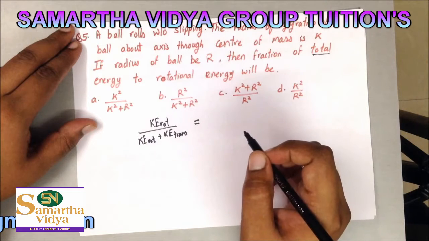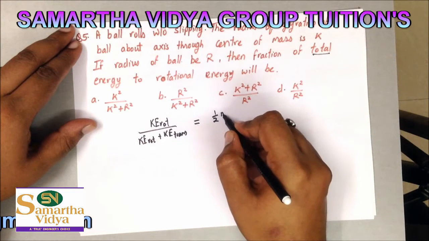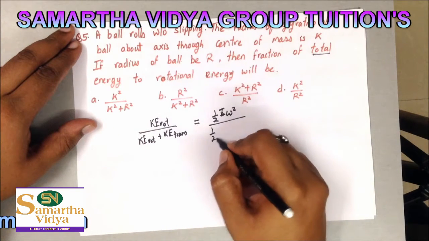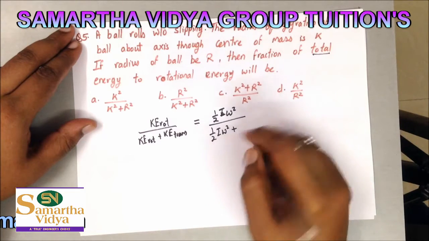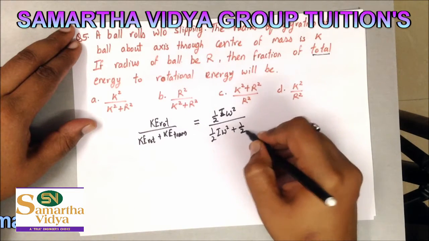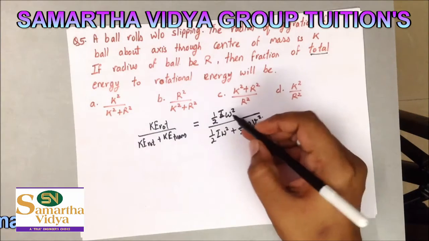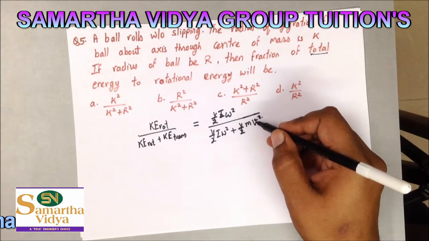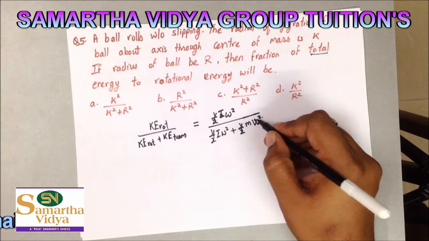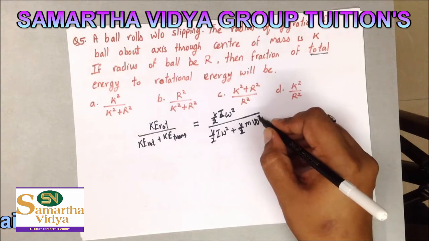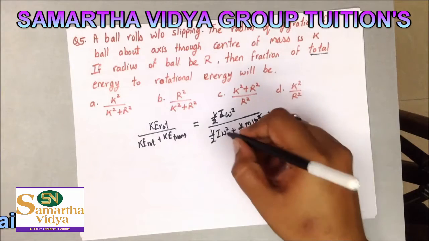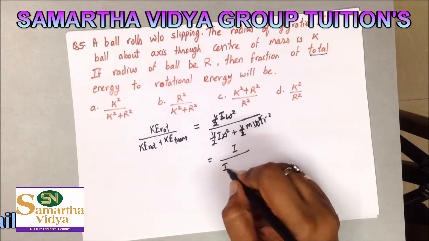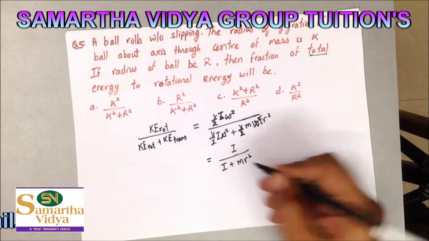Now the kinetic energy of rotation is given by half I omega square, divided by the rotational half I omega square plus the translation given by half mv square. So you can see that the half gets cancelled out, and also along with that we know that v square is nothing but omega square r square. So this becomes omega square into r square. So omega square also cancels out. So we are landing with the term which is I upon I plus m r square.